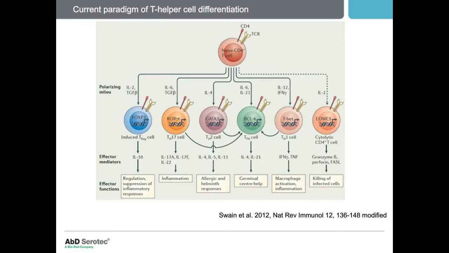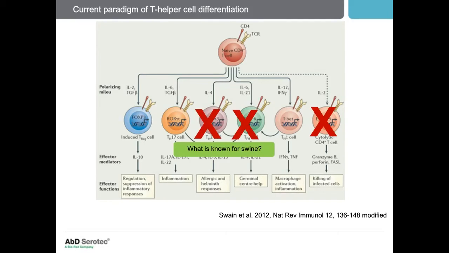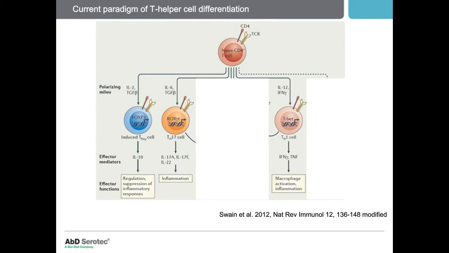The big question at the moment is, what is known for swine? So in this presentation, I do not want to talk about CD4-positive cytolytic T cells, which play a role after viral infections in swine. I also do not want to talk about follicular T helper cells, and I do not want to mention the GATA3-expressing CD4-positive TH2 cells. The main focus of my talk will be on T-bet-positive TH1 cells, ROR gamma T TH17 cells, and FOXP3-positive regulatory T cells.